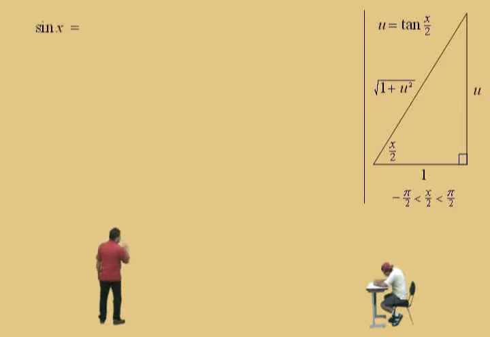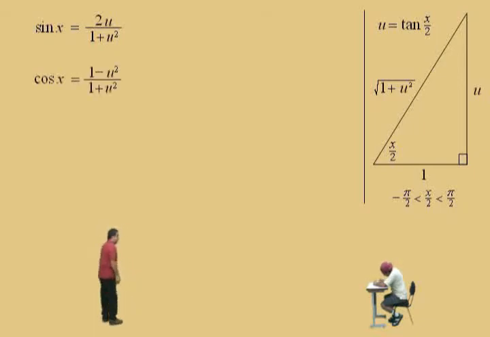Remember, sine x is going to get replaced with what? 2u over 1 plus u squared. That's right. Cosine of x is going to get replaced with 1 minus u squared over 1 plus u squared. So we now know how to replace sine x in terms of u, also cosine x in terms of u, but there's one last thing we've got to replace, Charlie. What is it? The dx. That's right. Don't forget, you've got to replace the dx too.